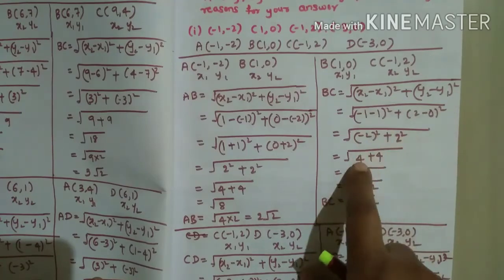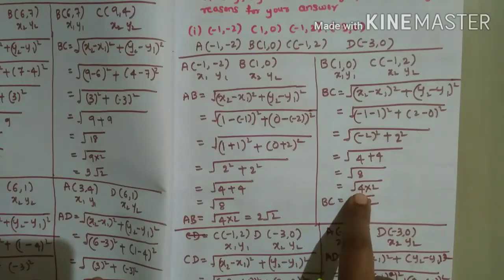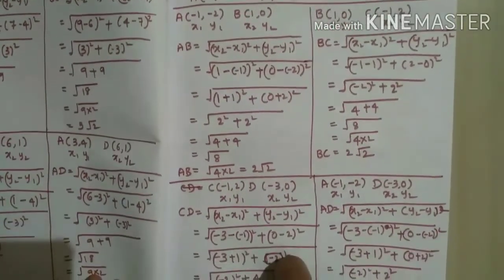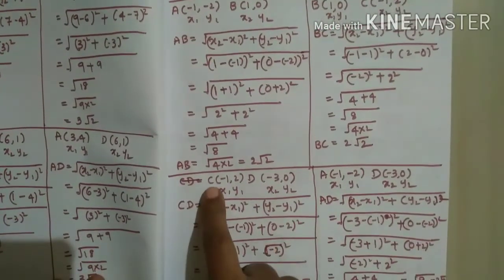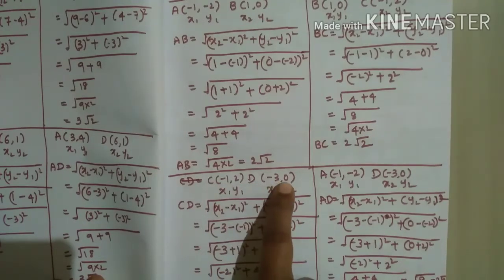Now minus 2 square is 4, 2 square is 4, 4 plus 4 is 8. Then you can write 8 as 4 into 2, so square root of 4 is 2 root 2. Now CD we will see. C point you have to take as minus 1 comma 2, and D point you have to take as minus 3 comma 0.